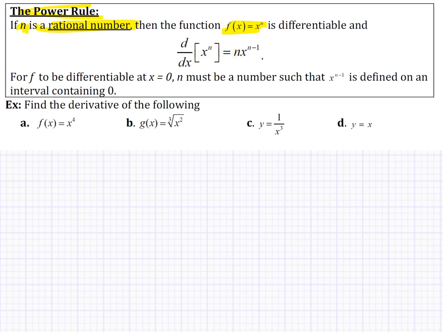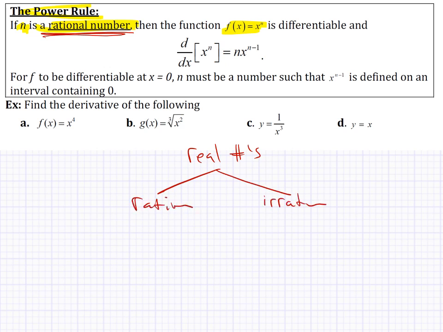A couple of things here. You got to know what a rational number is. So the idea is that the real numbers are broken into two groups, rational and irrational.